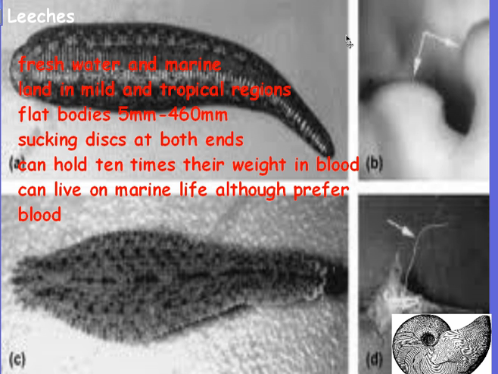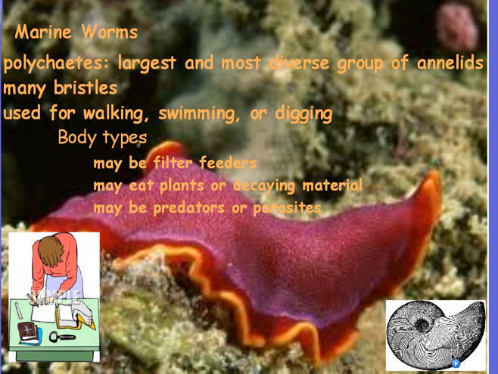Now, at both ends of the animal, there's sucking discs. What they do is they attach to an animal and they begin to suck out the blood. They can hold about 10 times their weight in blood. And now, they can live on other things like marine life, but they really, really prefer to eat blood or to drink blood.